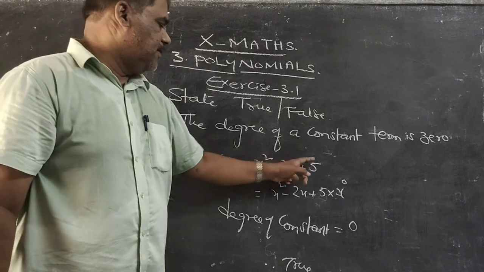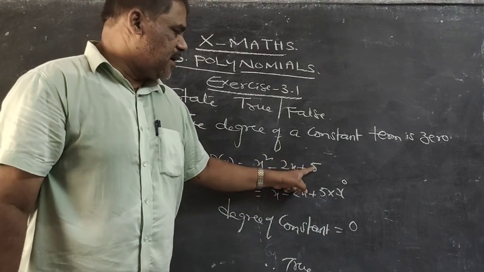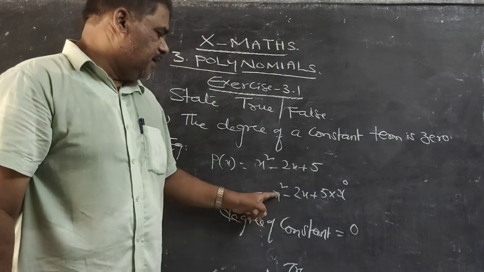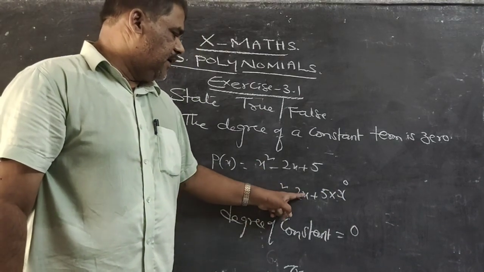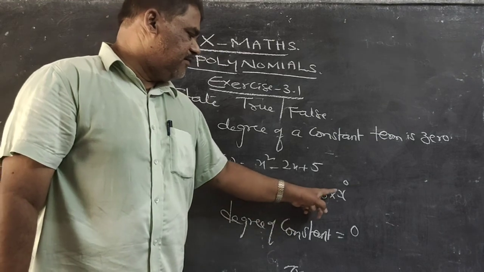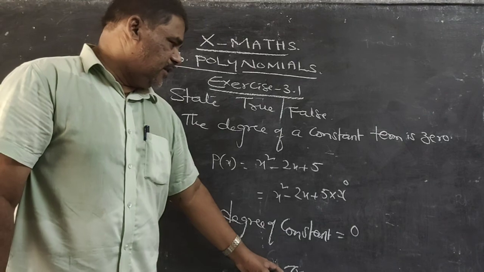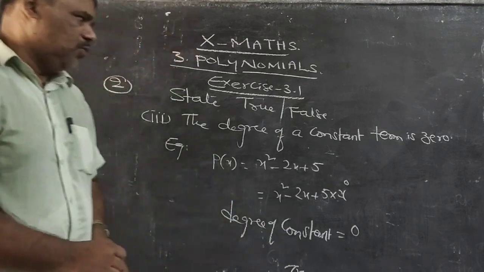Let us consider one polynomial where 5 is the constant term. 5 can be written as 5 into x to the power 0. So the degree of the first term is 2, the degree of the second term is 1, the degree of the constant is 0. So the degree of a constant term is 0. Therefore, the given statement is true.